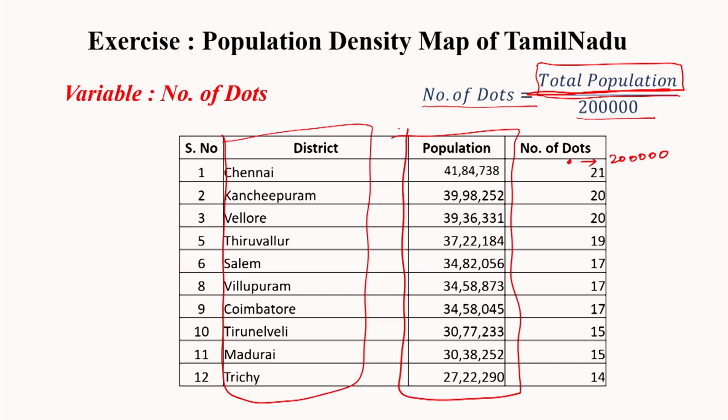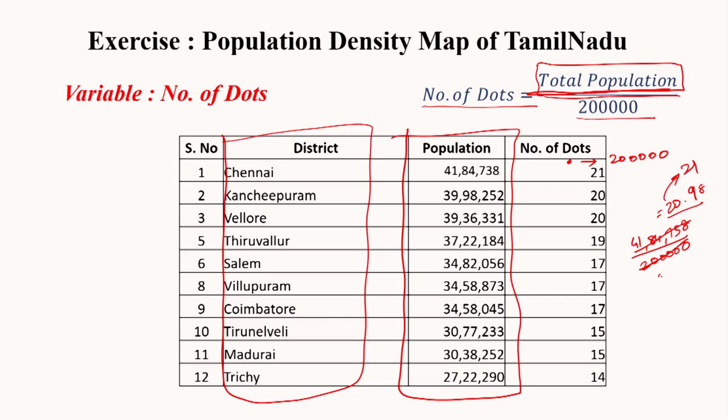This data we have got, and we have calculated the number of dots. So, for Chennai the total population is 41 lakh 84,738, correct. So, if we divide it with 2 lakh, we will be getting around 20.98 something. So, this we will round off to the nearest value. This we will round off to 21.